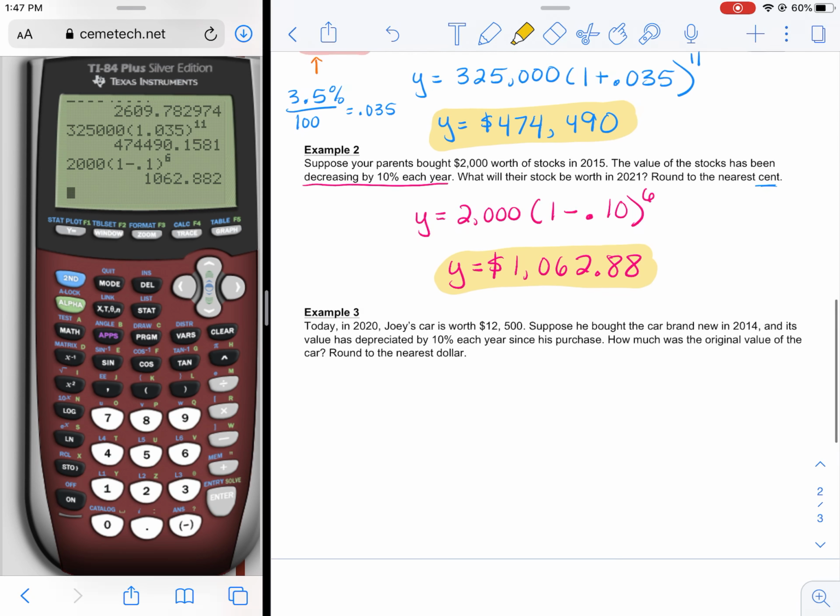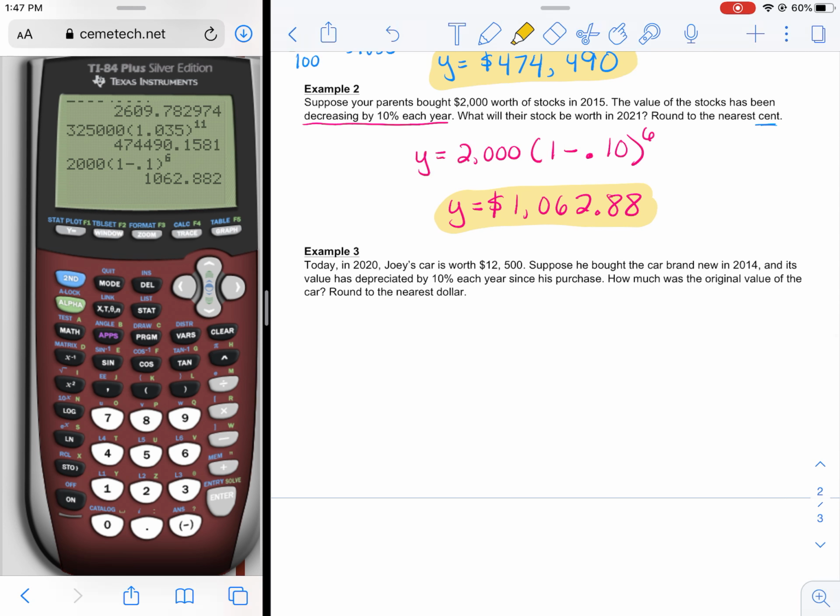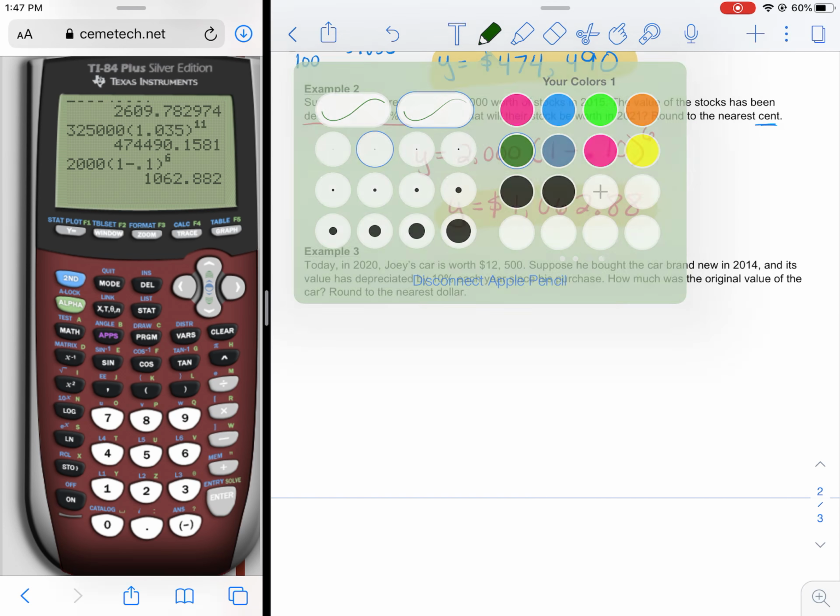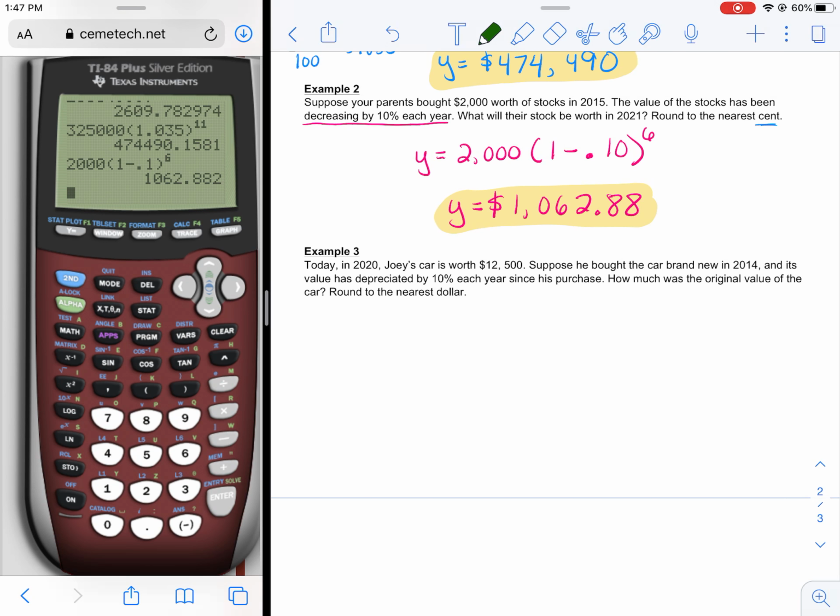All right, so the last example has a little bit of a variation. You got to be careful when you read this problem. The last example says, today in 2020, Joey's car is worth $12,500. Suppose he bought the car brand new in 2014, and its value has depreciated by 10% each year since his purchase. How much was the original value of the car? And it says to round to the nearest dollar.